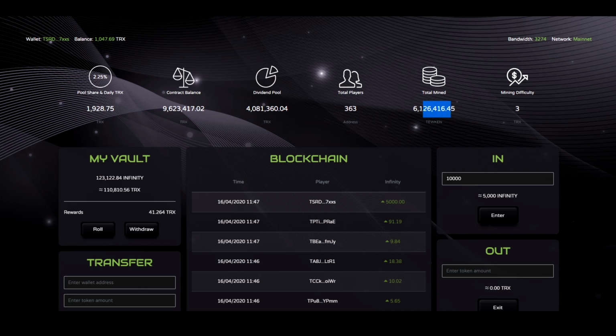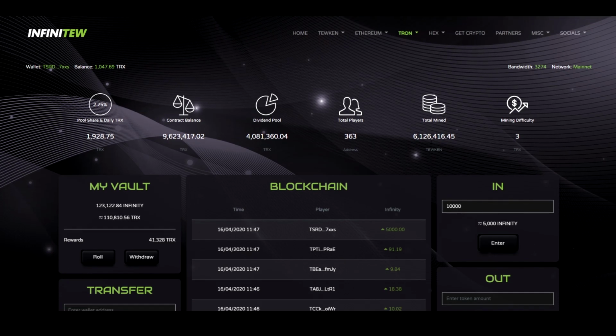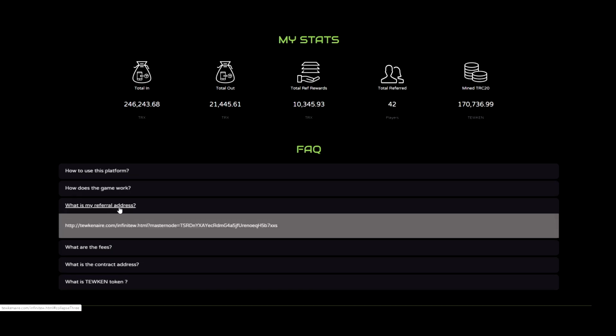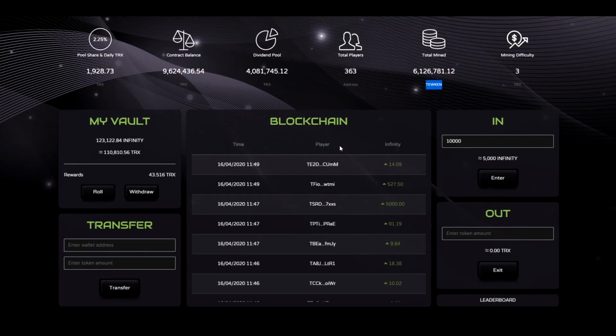Depending on when you're watching this video, Tewken will have staking where you stake your Tewken and you get staking rewards. Depending on when you're watching this video, it may be already out. So there is value in accumulating these. There is also a referral program. Referral rewards go straight to your rewards section.